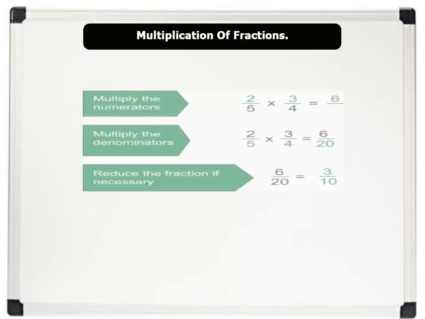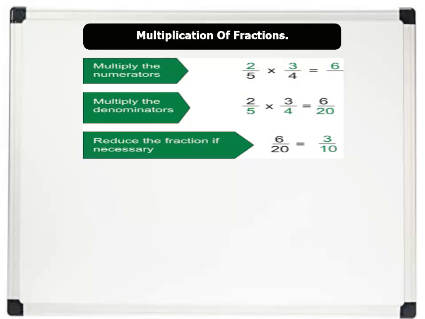To multiply fractions: 1. Multiply the numerators. 2. Multiply the denominators. 3. Reduce to the lowest term if necessary, as shown on the board. Example 3. Multiply 2/3 and 3/12.